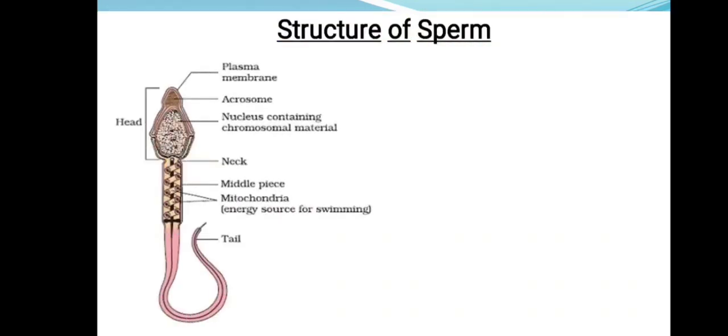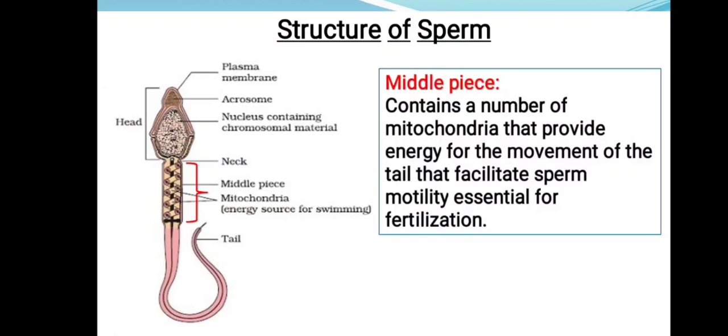Let us move on to the next region, that is the middle piece. You can see this is the entire middle piece. The middle piece of the sperm contains a number of mitochondria that provide energy for the movement of the tail. The tail of the sperm shows vigorous movement, and in order to show this movement, it requires energy. That energy is provided by the mitochondria present in the middle piece of the sperm.